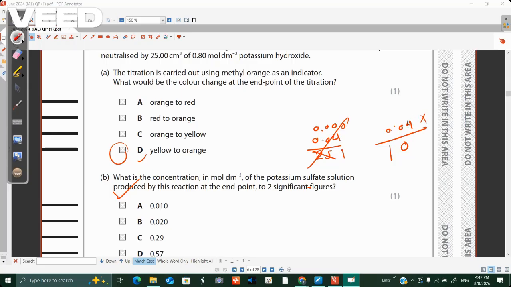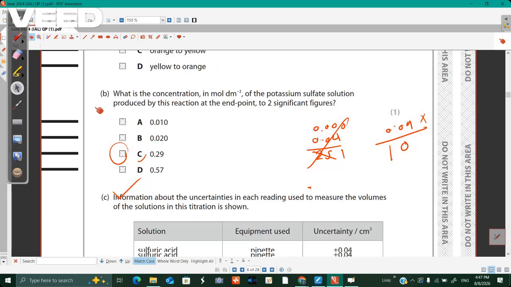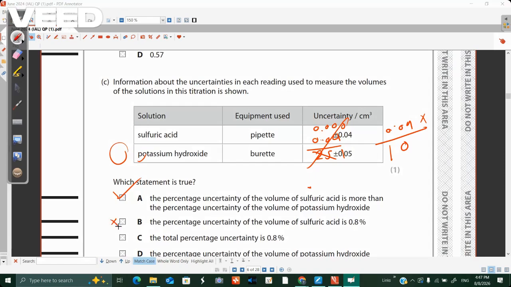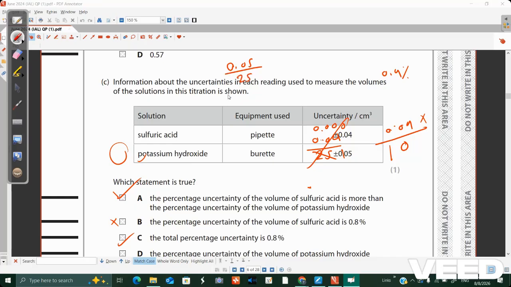So it is 0. No, it is 0.4, right? For sulfuric acid. So B is wrong. See, not 0.04. Total percentage uncertainty 0.08. Total percentage uncertainty means uncertainties of both. So therefore it is 0.44. Repeat. Other one is 0.05 over 25. Right?